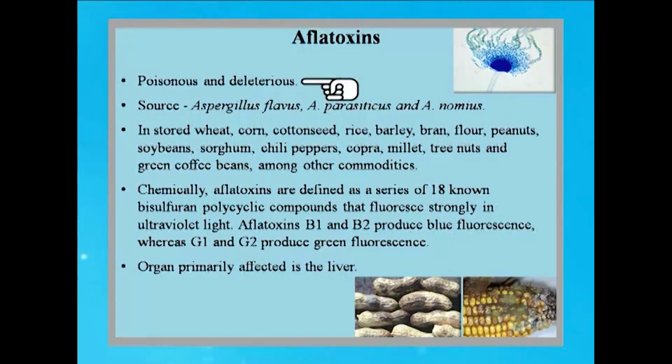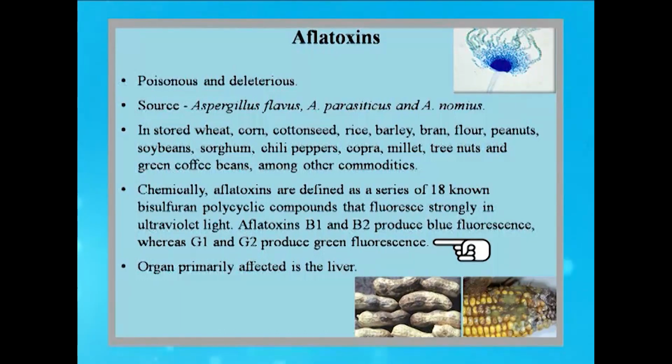Aflatoxin is very poisonous and deleterious, and it is produced by Aspergillus flavus, Aspergillus parasiticus and Aspergillus nomius. It is found in stored wheat, corn, cottonseed, rice, and barley. So any pulses or grains stored for a long time in humid conditions can lead to food poisoning. Chemically, aflatoxin has a bisfuran polycyclic structure.